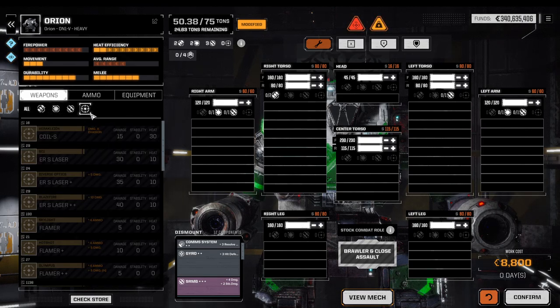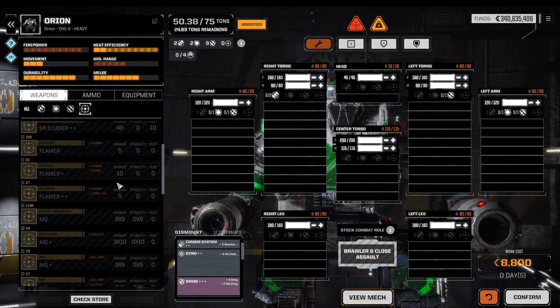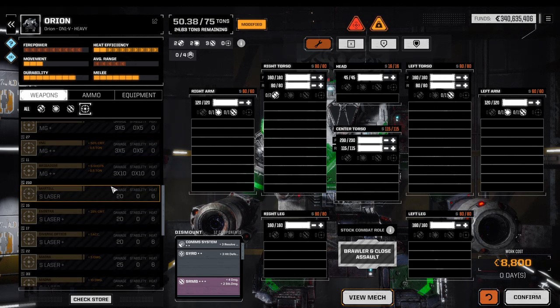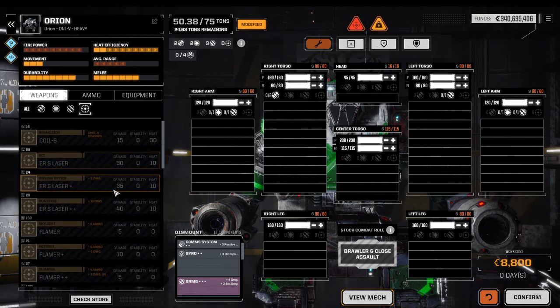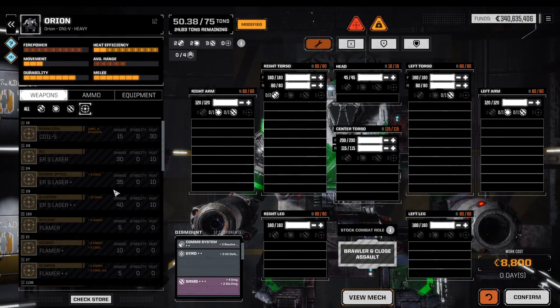Fourthly, there are support weapons. Missiles, not necessarily, but ballistic and laser weapons do have support weapons, and flamers essentially are support weapons as well. So, long story short, those are just the general categories.